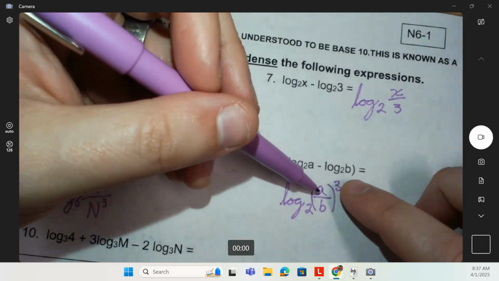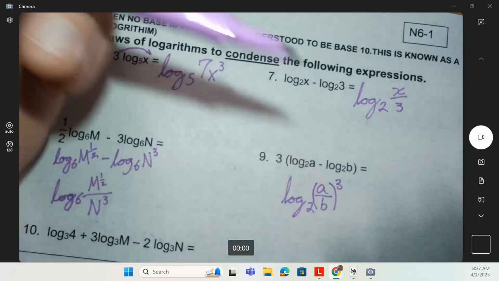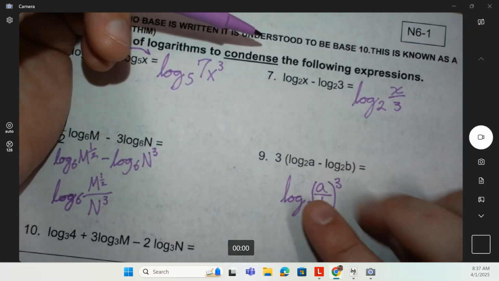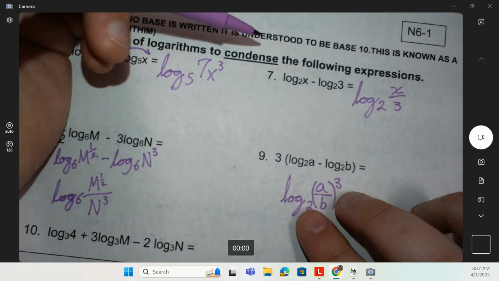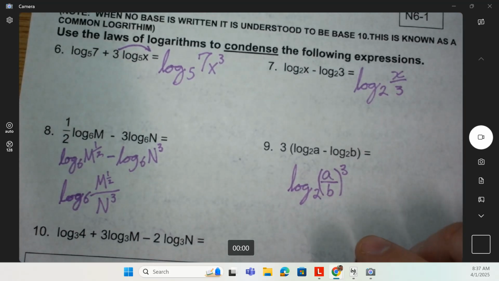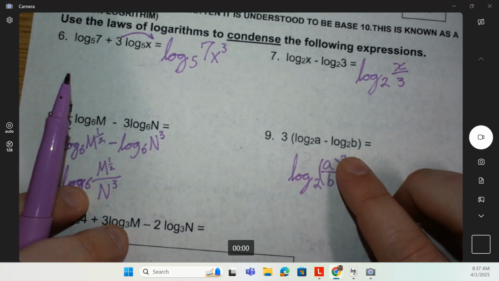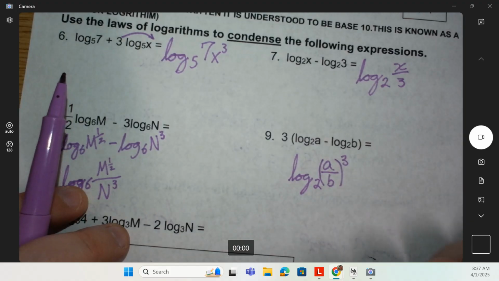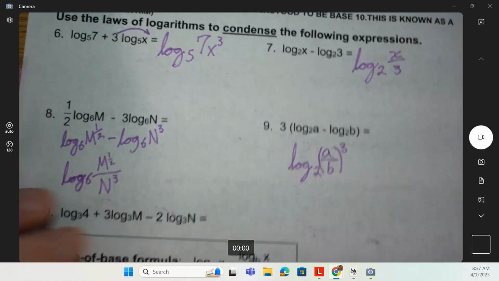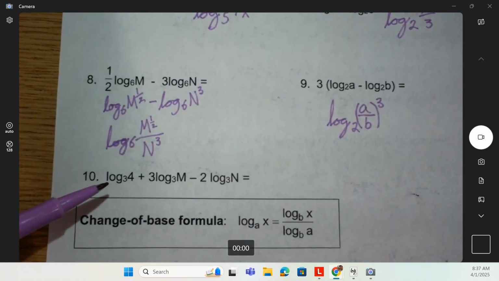And yes, you could put log 2 of a to the third, b to the third. But having it like this, it's a little more condensed, a little better combined because you can work within the parentheses, then do the third power there. Just works out a little bit easier if you're solving.